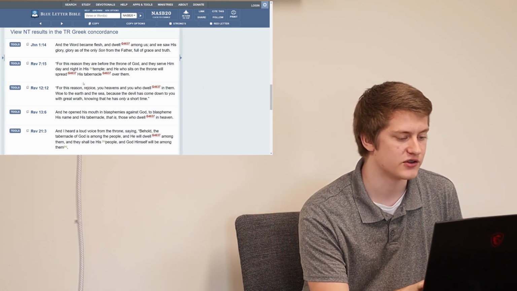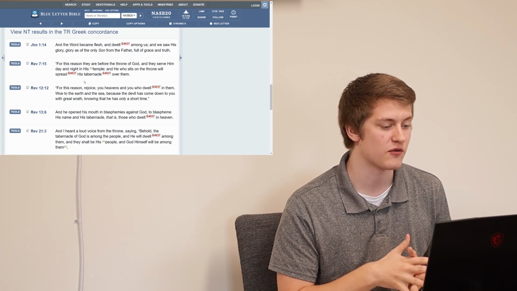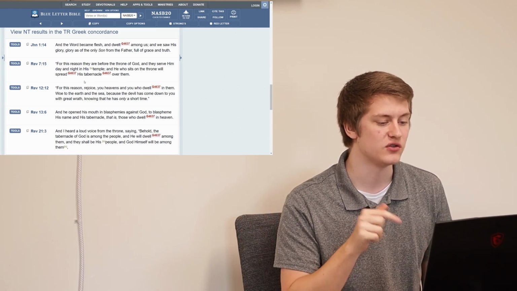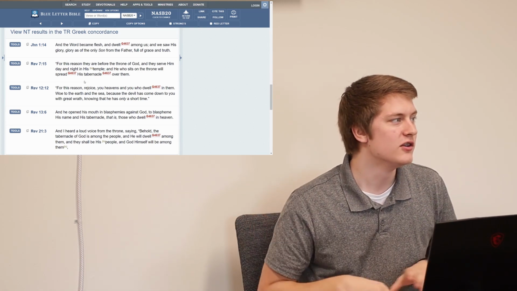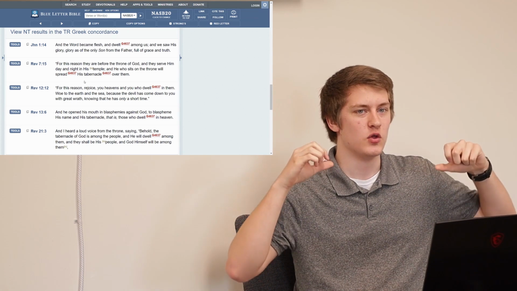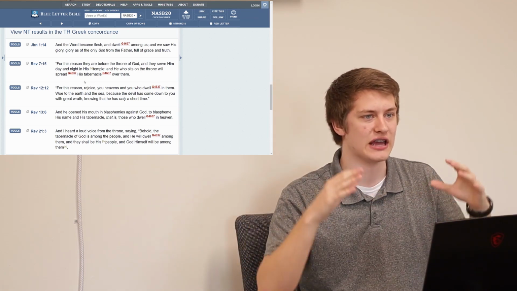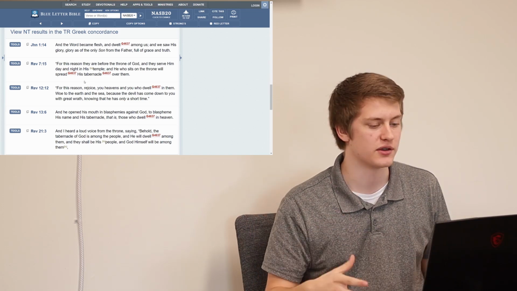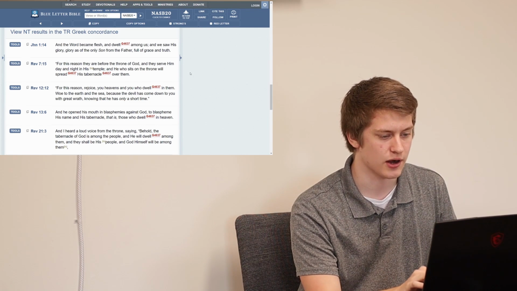But we have in Revelation 7:15, "For this reason they are before the throne of God, and they serve him day and night in his temple, and he who sits on the throne will spread his tabernacle over them." So this idea of the followers of God being in the tabernacle, in the holy place, and he's going to protect them. Just some great imagery here.